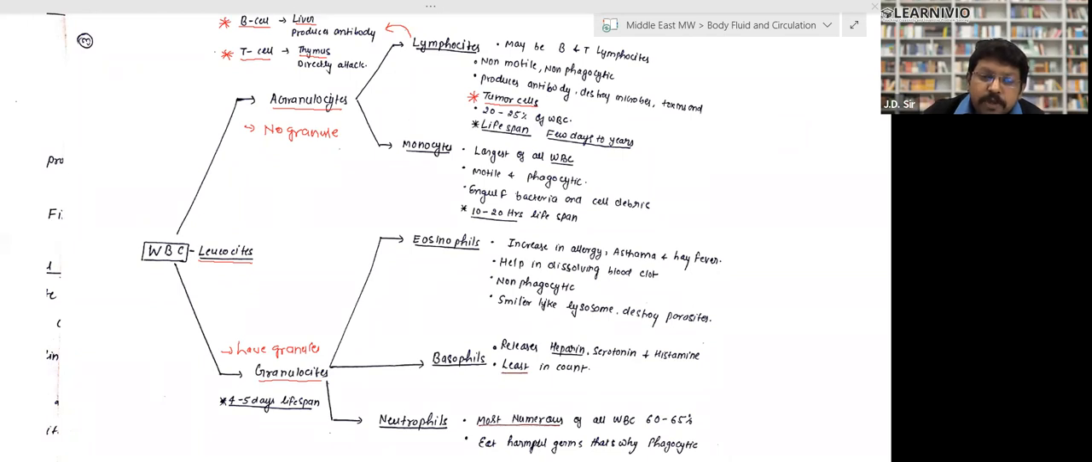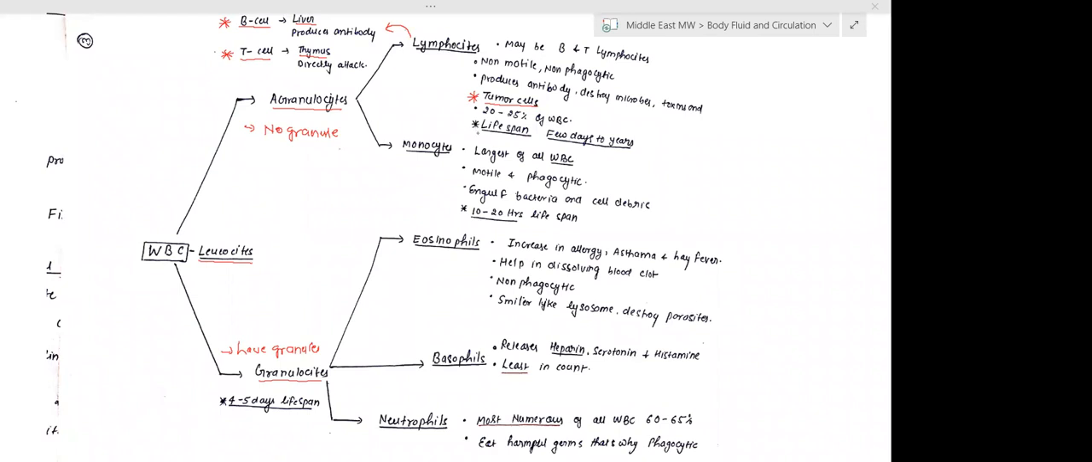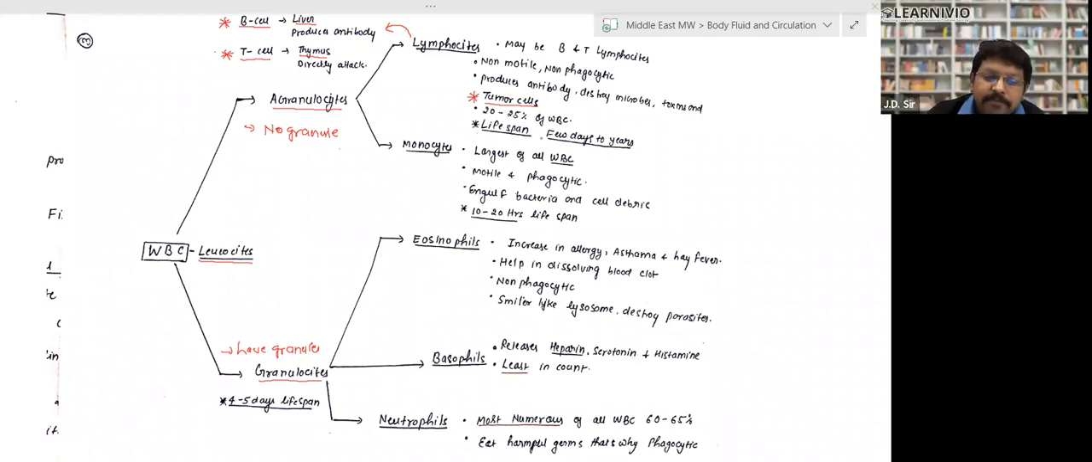20 to 25% of WBC are lymphocytes. Lifespan is a few days to years. The star is over there, meaning the question has been asked. Now come to the monocyte. They are the largest of WBC. Important question: they are the largest out of all WBC. The monocytes are the largest one.